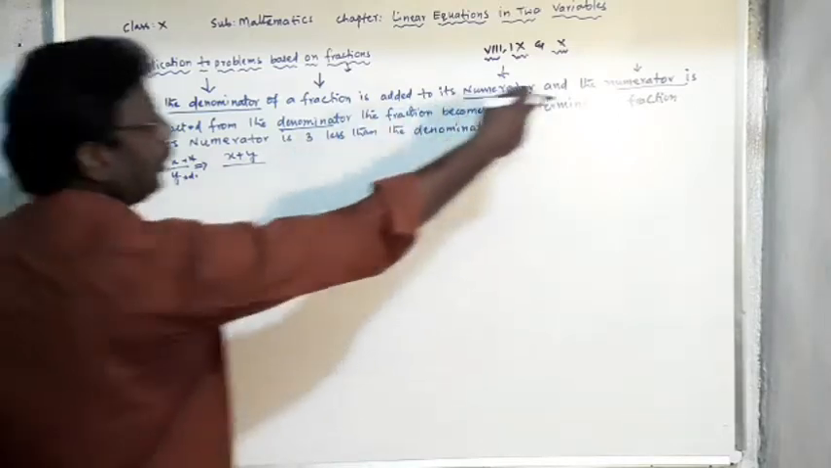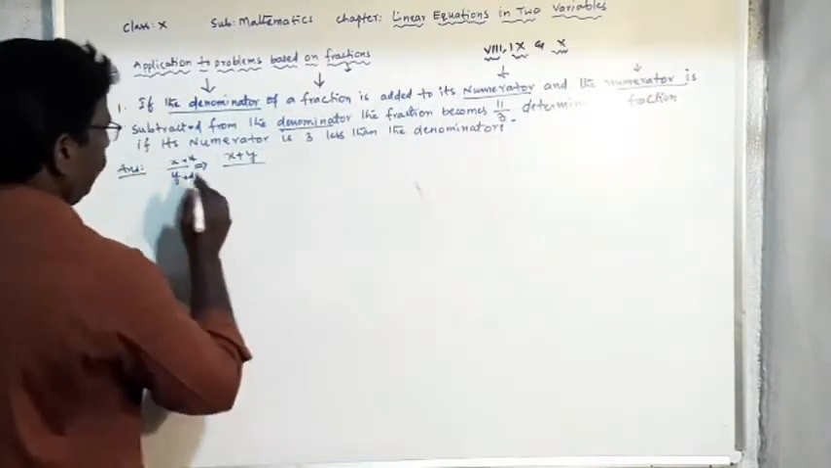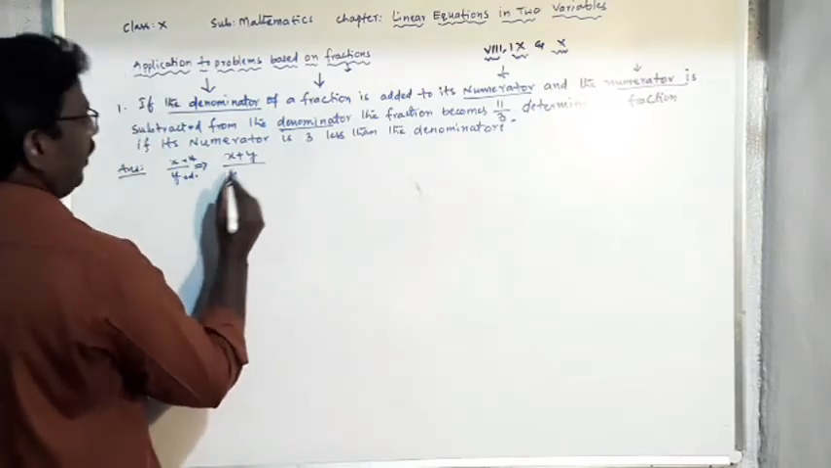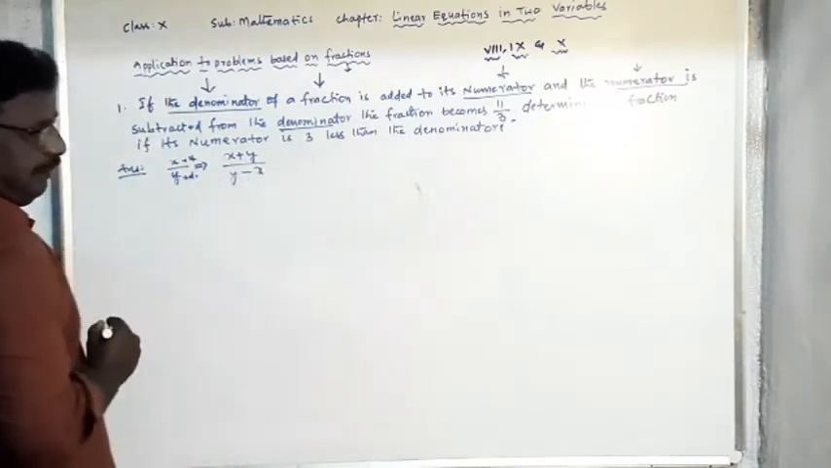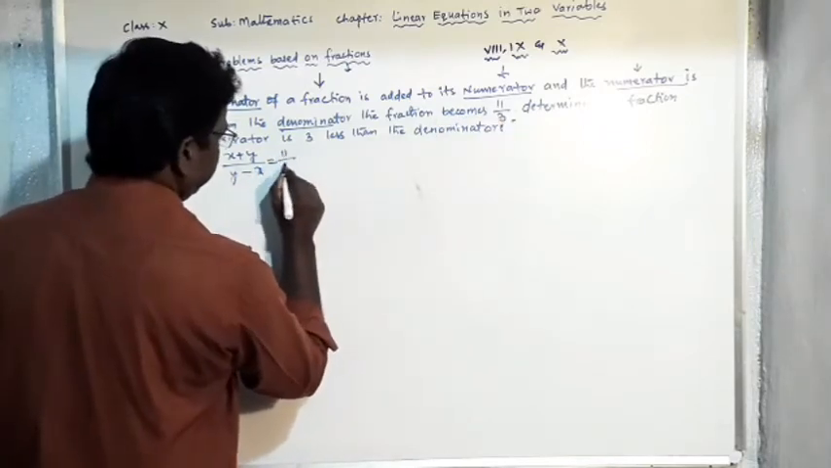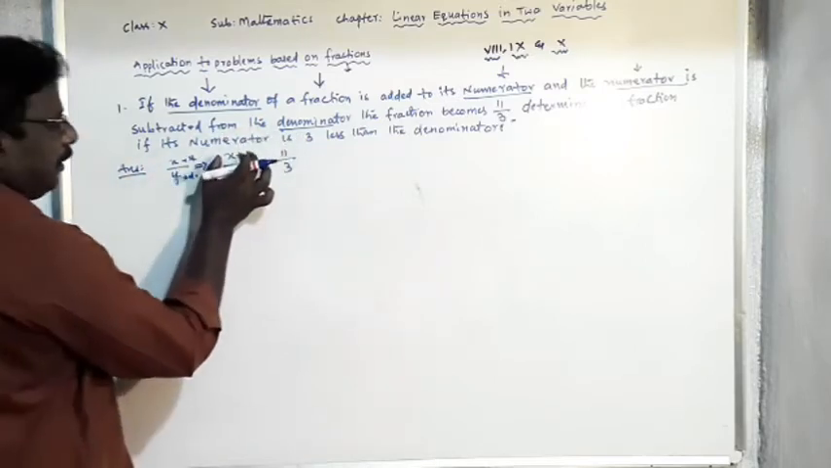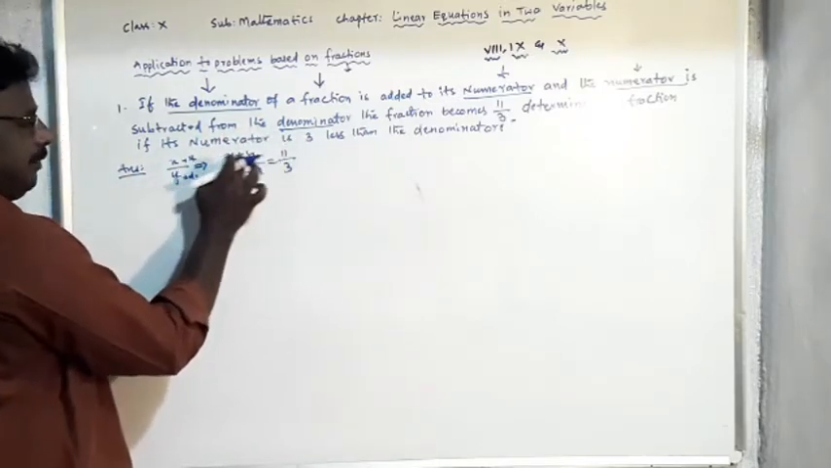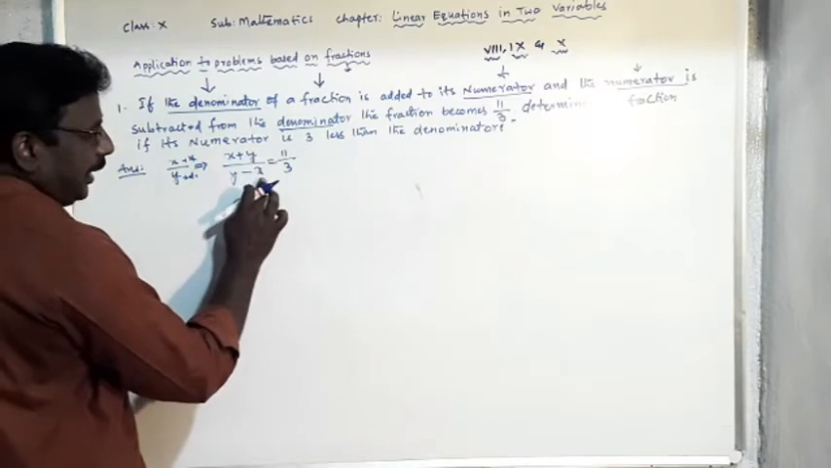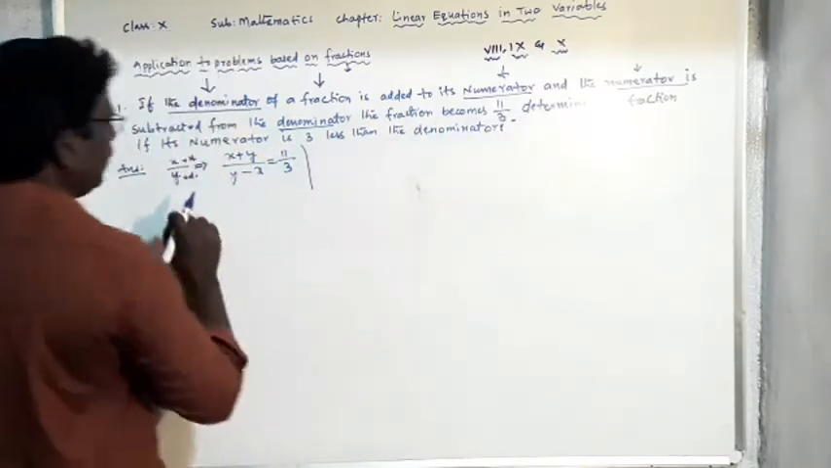And what is he telling? Numerator is subtracted from the denominator. What is the denominator? y. From this you can subtract x. Then what is the value? 11 by 3. This is the explanation. First condition: sum of the numerator and denominator, x and y, and subtraction of y and x, is 11 by 3.